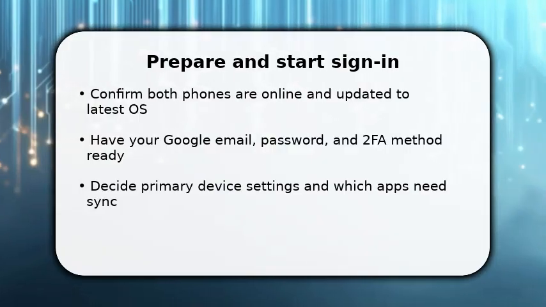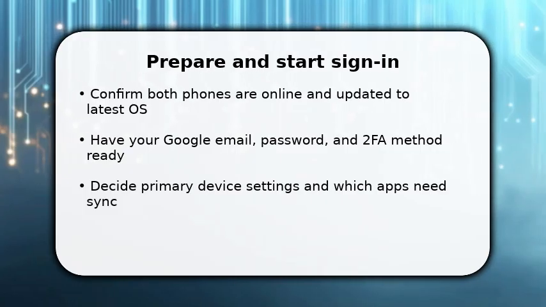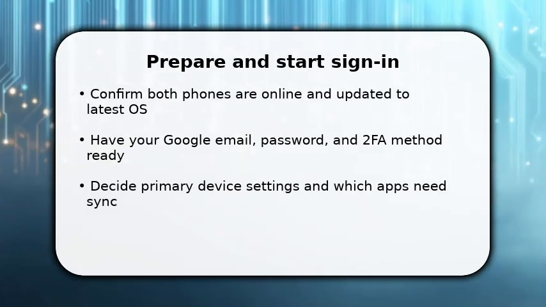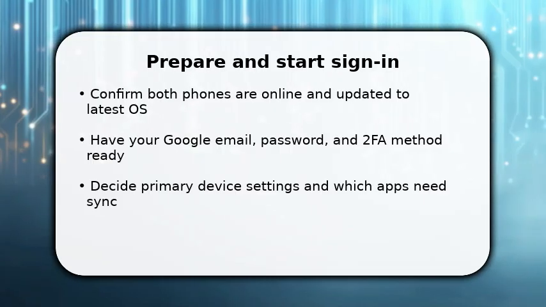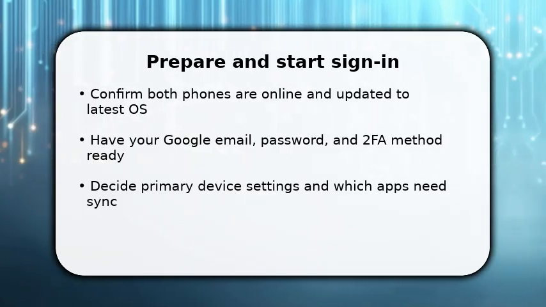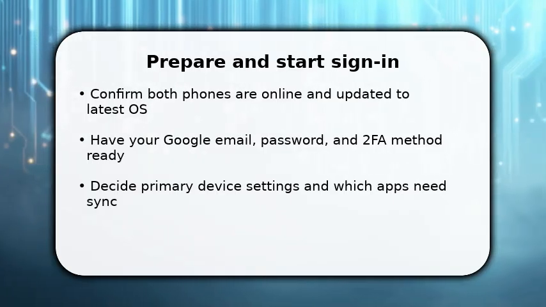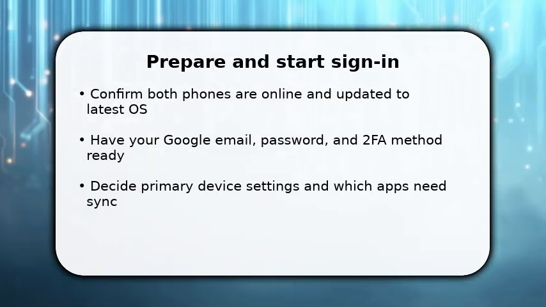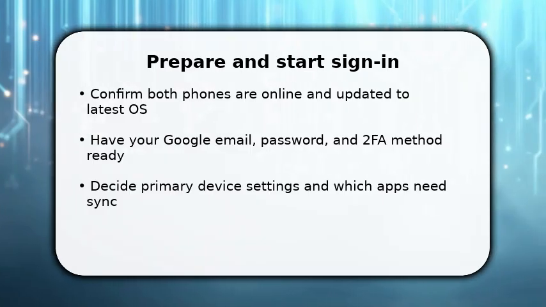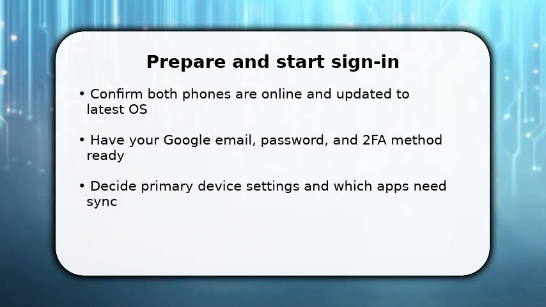You begin by preparing both phones and starting the sign-in now. On phone A, open Settings > Accounts > Add Account and choose Google. You enter your email and password so the account is created. Once done, accept permissions and enable basic sync options. This ensures contacts and calendar propagate.